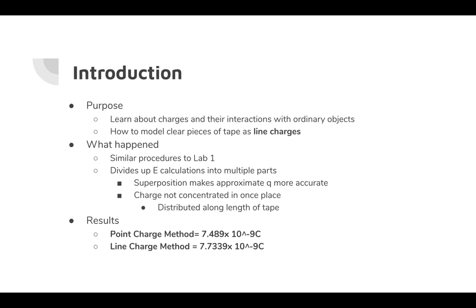So using the results, we find that the line charge method has a Q of 7.7339 times 10 to the negative 9, whereas the point charge method has a Q of 7.489 times 10 to the negative 9.